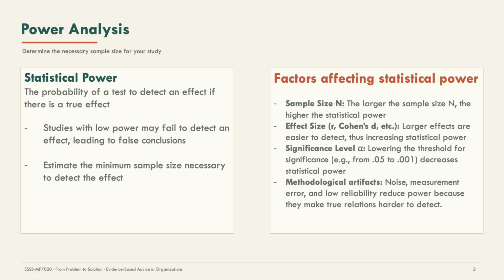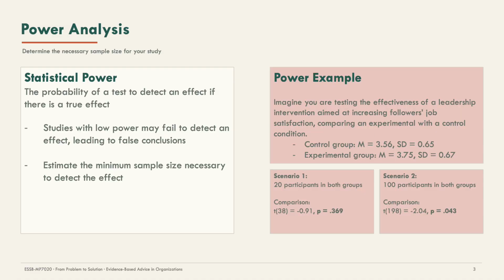Several factors influence statistical power. First, sample size matters. Larger samples generally provide higher power. Second, the expected effect size matters. Larger effects are easier to detect than smaller effects. Third, the significance level, or alpha, plays a role. Using a stricter threshold, such as 0.001 instead of 0.05, reduces power. Finally, methodological quality matters. Measurement error, low reliability, and noisy data make true effects harder to detect and therefore reduce power.